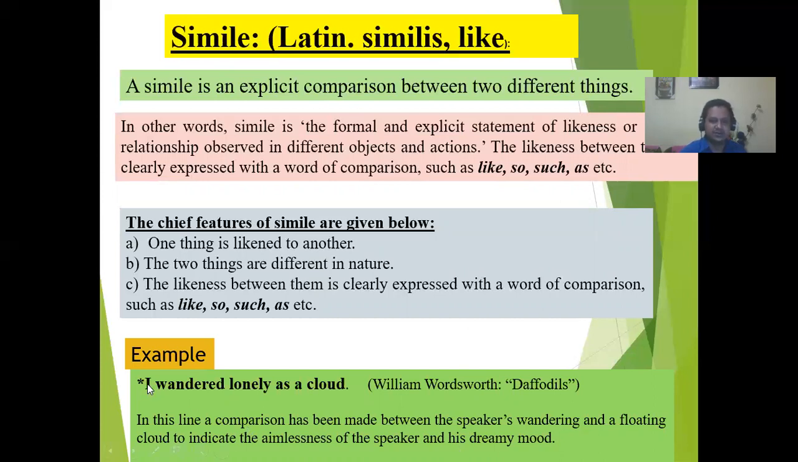Look at the example here. The comparison has been made between I and a cloud. These two are totally different things, different in nature. But the comparison has been made between I and cloud. There is certainly a similarity, okay? The similarity is the writer's wandering nature, his aimlessness, which has been compared with a cloud which is floating.